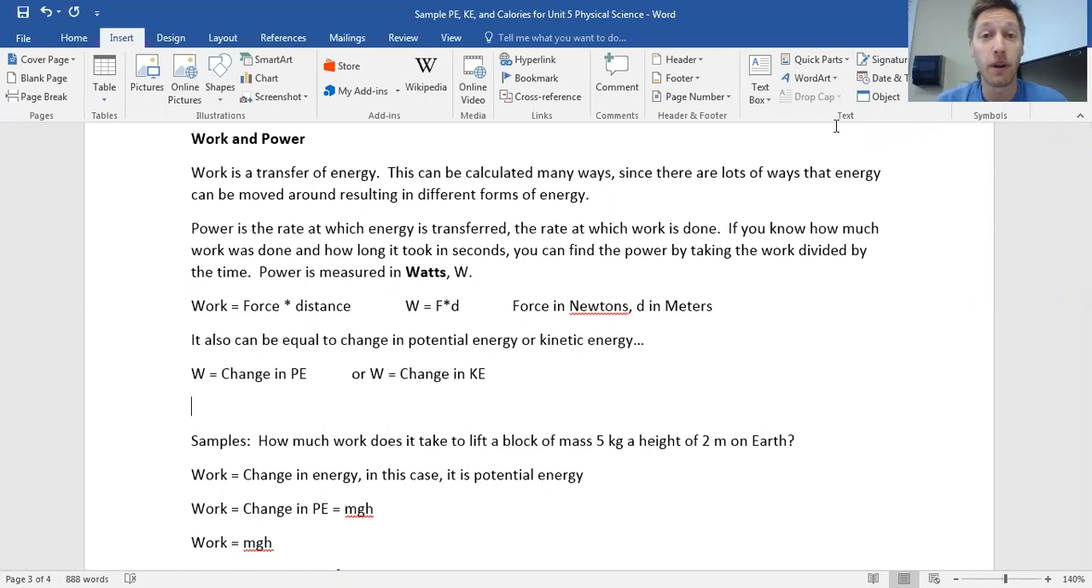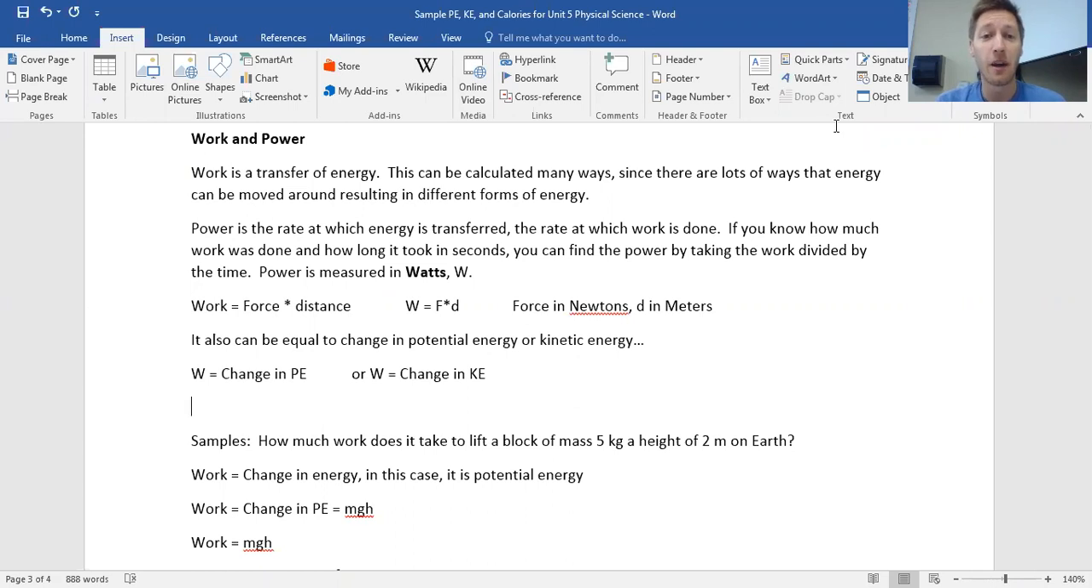We talk about work and power for physical science. So work is a transfer of energy. And so there are a lot of different ways you can calculate this, because anytime you have a transfer of energy, that energy can go into different forms. You could be changing the potential energy or the kinetic energy of the object you're talking about. So work can be calculated a variety of ways. We're going to talk about that here in a few seconds.